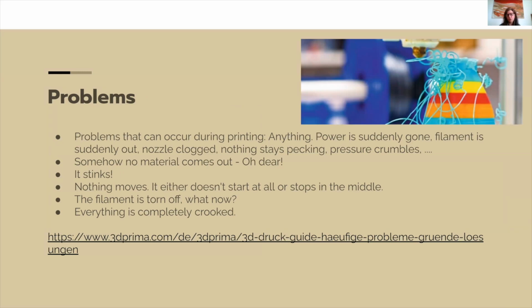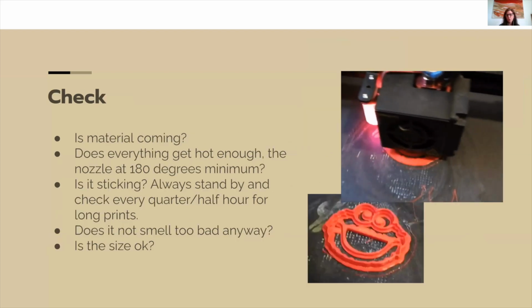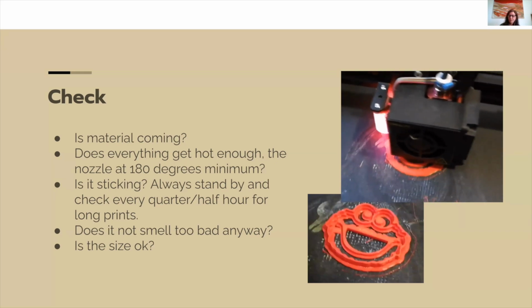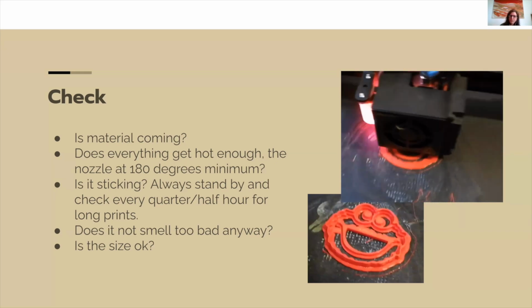And there's tons of problems that can go wrong. Like the power is suddenly gone, or the material flow is no more possible because sometimes the spools just jitter or nothing's moving. And then you need to stop your print and just check the problems and reprint it. So whatever you do, if you do 3D printing, first thing you should check is material coming out.